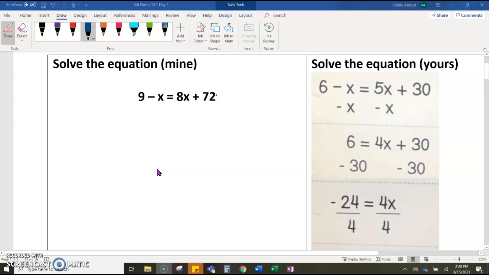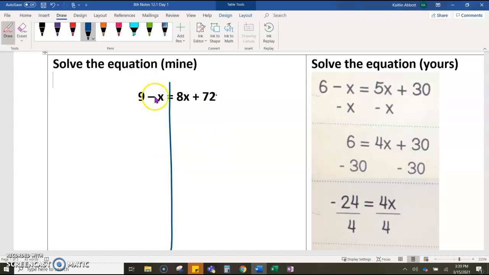As always, we are going to split our problem in half, and I need to get x alone on one side. Now, there is an x on either side of my equation, so what we like to do is make a zero pair with the smaller variable. Is negative 1x bigger or smaller than 8 x's? Negative 1 is smaller than a positive 8. So I'm going to make a zero pair with that negative x, and I'm going to put a positive x. Those cancel out. Then I'm left with 9 equals 9x plus 72.